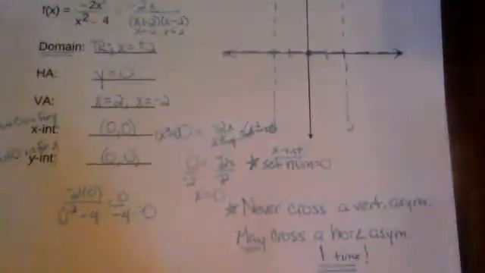So here's the deal with rational functions. I want you to write this stuff down. You are never going to cross a vertical asymptote. You will never cross a vertical asymptote. However, you may, not always, but you may cross a horizontal asymptote one time. You will never cross it more than once.